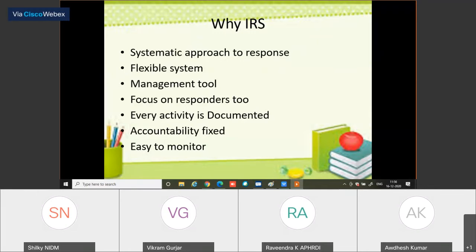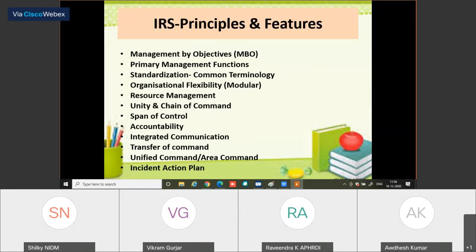And with IRS, we can have the accountability fixed because we know who will do what, what the roles and responsibilities are which have been assigned to the various responders, and who has been successful and who has not been successful, because these successes and failures are part and parcel of our life. There's no guarantee that our every action will be a successful one. So with this, we have accountability.